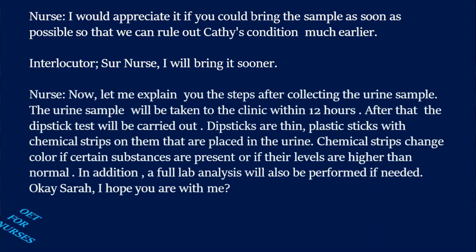Now, let me explain to you the steps after collecting the urine sample. The urine sample will be taken to the clinic within 12 hours. After that, the dipstick test will be carried out. Dipsticks are thin plastic sticks with chemical strips on them that are placed in the urine. Chemical strips change color if certain substances are present or if their levels are higher than normal. In addition, a full lab analysis will also be performed if needed. Okay, Sarah, I hope you're with me.